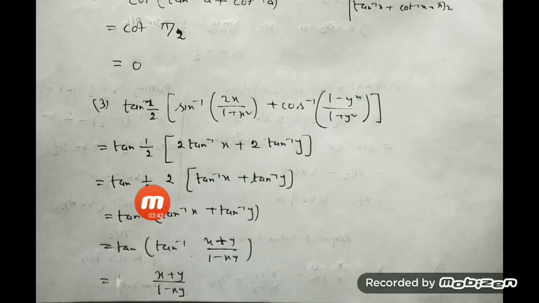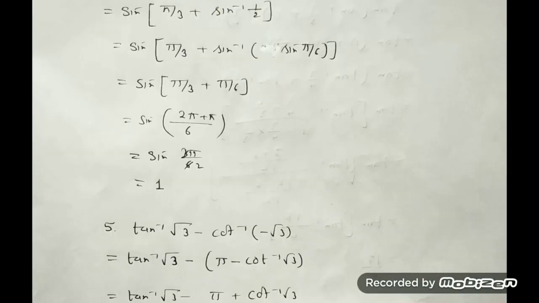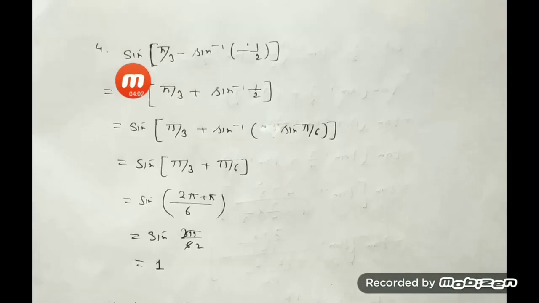2 I have taken common, 2 and half cancel out. Inside bracket we have got tan inverse x plus tan inverse y. Again this is a standard formula: tan inverse of x plus y by 1 minus xy. Tan and tan inverse if you remove, you will get what? x plus y by 1 minus xy. This is the solution, the value of this question. After that, the next one: sine of pi by 3 minus sine inverse of minus half.